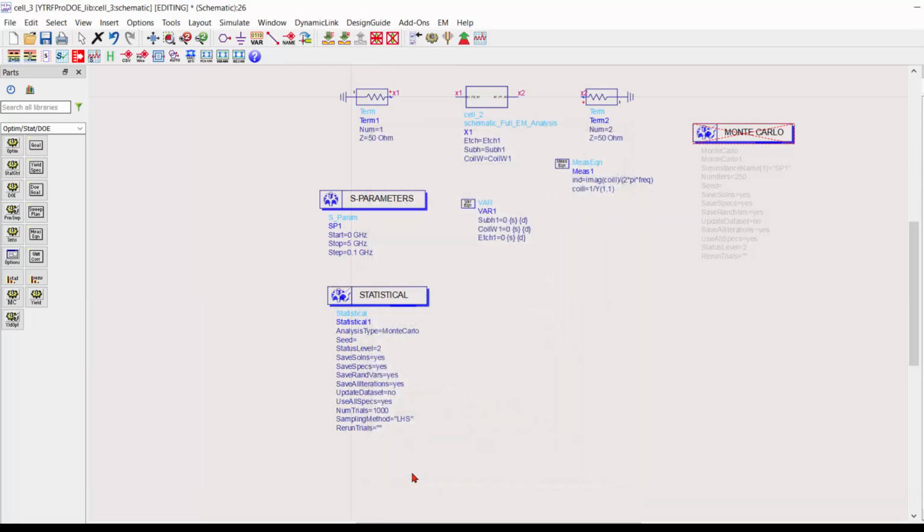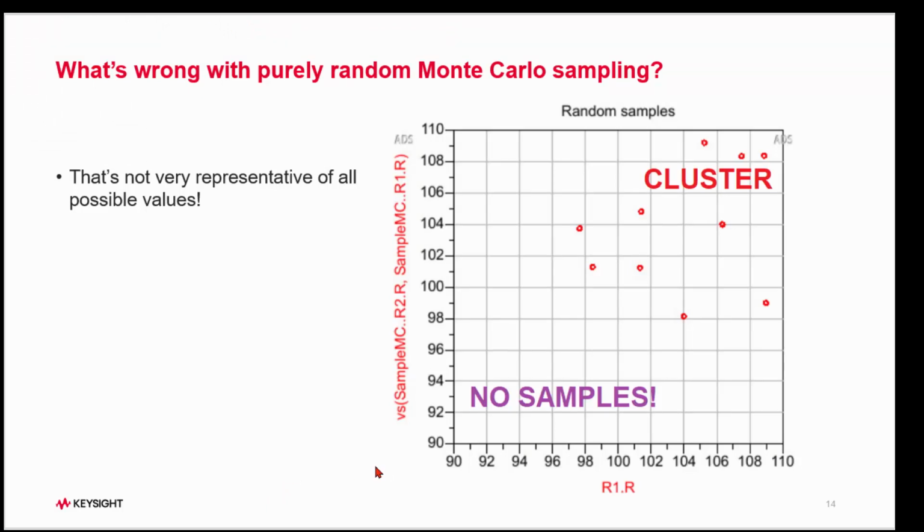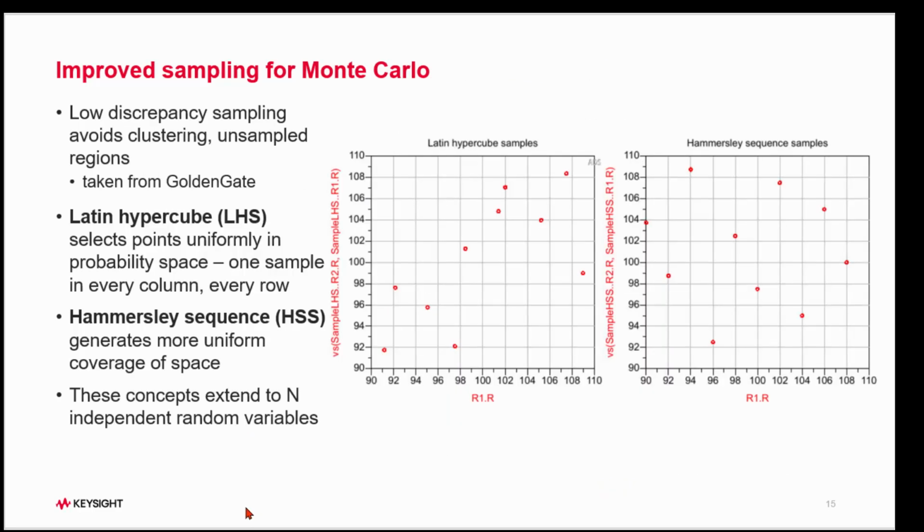So why do we have these options? Well, purely random Monte Carlo sampling may not be representative of all possible values. As shown in this picture, the sampling points tend to concentrate in the upper right corner. If you run it again, you will obtain another set of samples, which may exhibit similar deficiencies in different ways. To address this, we have developed improved sampling techniques for Monte Carlo that employ low discrepancy sampling to avoid clustering in unsampled regions. LHS, also called Latin hypercube sampling, selects points uniformly in probability space, ensuring one sample in every column or row, and Hammersley sequence generates a more uniform coverage of space.